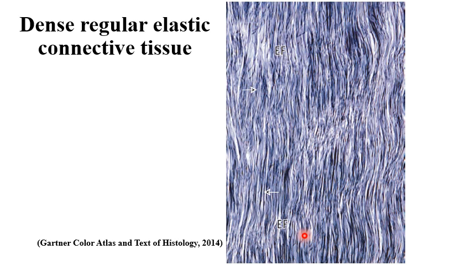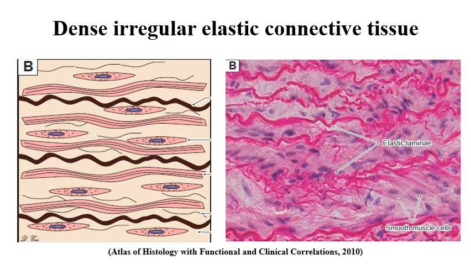Therefore, it is described as dense regular elastic connective tissue. In large arteries, elastin forms discontinuous sheets called elastic laminae rather than elastic fibers. Collagen, reticular fibers and ground substance are interspersed between the elastic laminae. Smooth muscle cells are also found in between the elastic laminae.